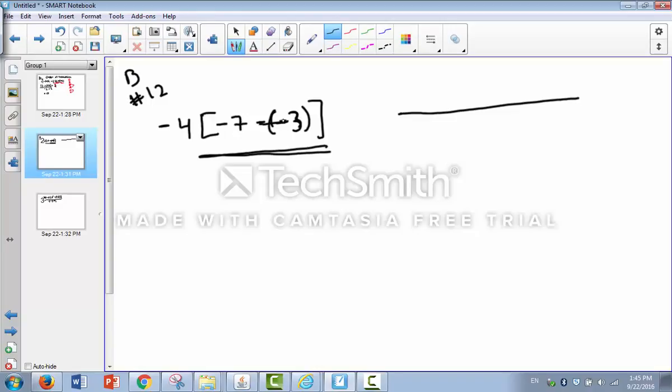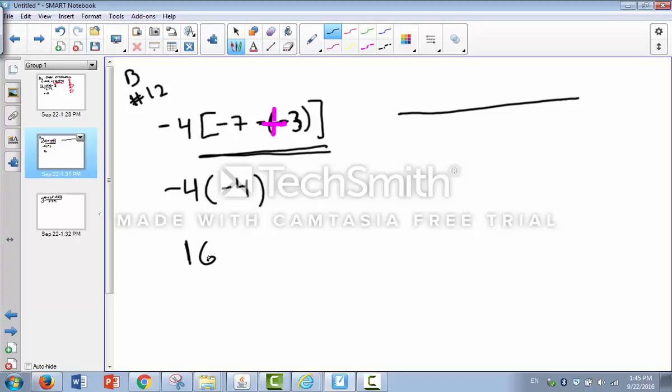I always think when I see a negative minus a negative, that's just like an adding. The same thing. So minus negative 3 is the same as adding. And now we have negative 4 on the outside of the brackets. That is negative 4. Negative 4 times negative 4 is positive 16.